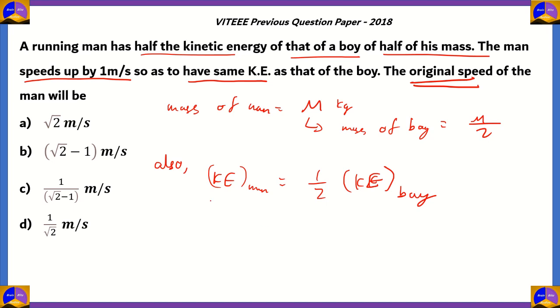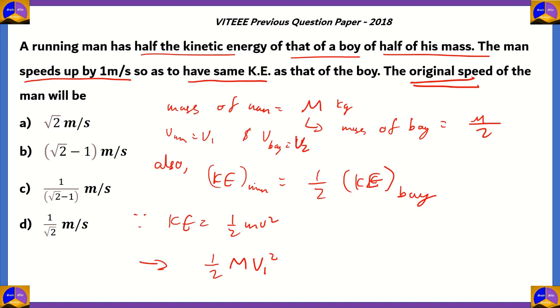So since we represent kinetic energy as half mv squared, we can apply that in this scenario. So kinetic energy of the man is half times capital M times v1 squared. So we take the velocity of man as v1 and velocity of boy as v2, and we do that in order to avoid confusion. So half m v1 squared equals half times half of m by 2 v2 squared.